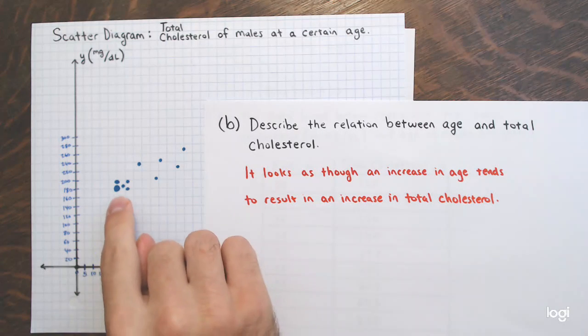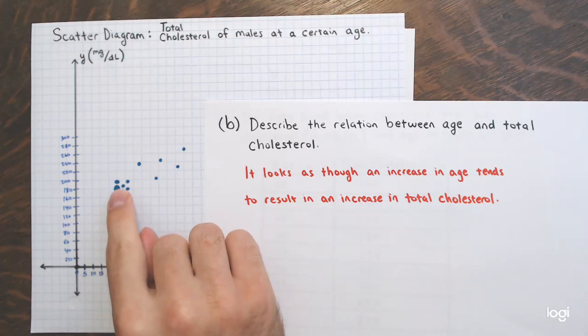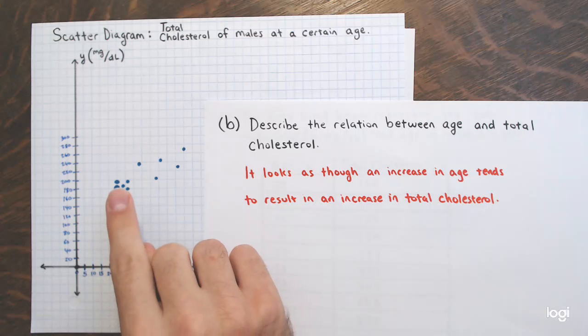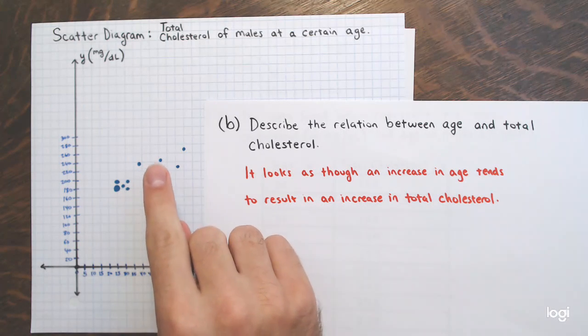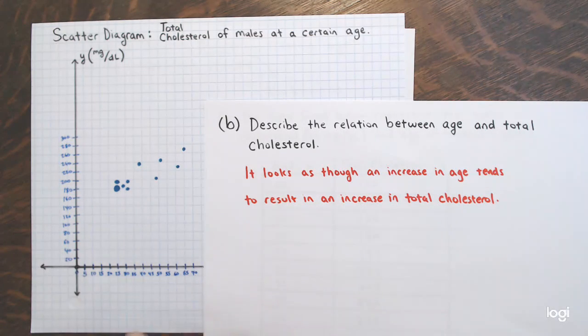Right, because again, like I said, it starts off kind of low over here for the younger males, and then as the males get older, the points seem to tend to get higher. Right. So that's all I mean by this. Now we'll talk about what kind of relationships there are between two variables in the next video. But I'll do a little kind of a preview of this.